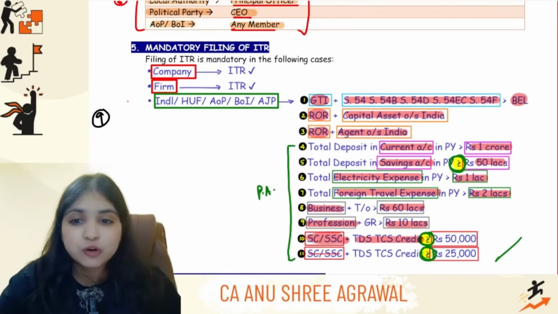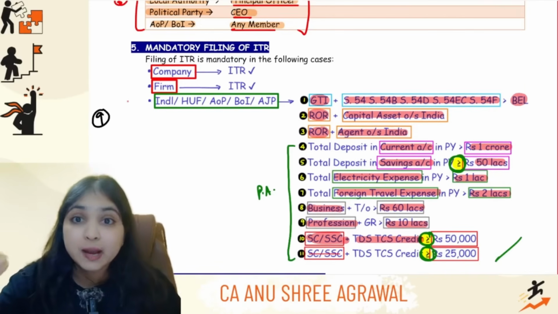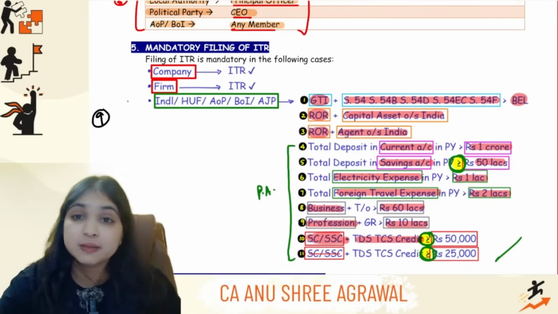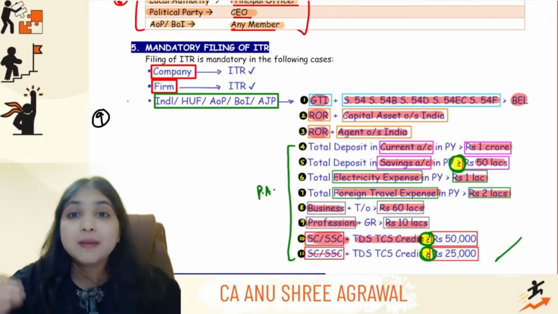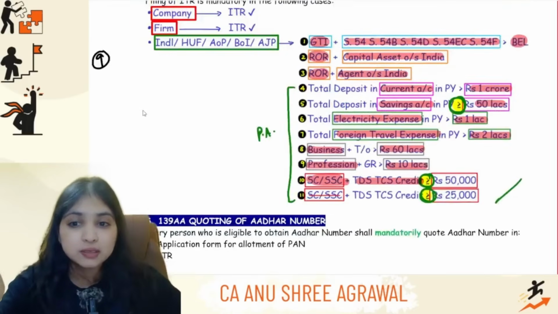Okay. But please don't forget, will you check all this for a company and a firm? No. Every company, every firm, doesn't matter what their income is, doesn't matter what their electricity expense is, every company, every firm has to mandatorily file ITR every year. Okay guys, this is about the 9th concept.